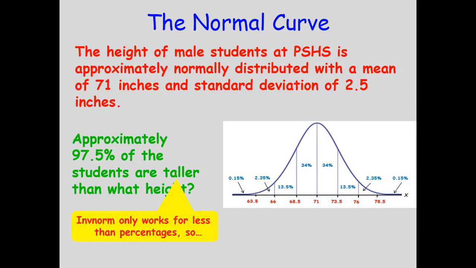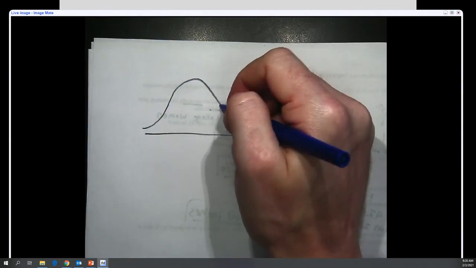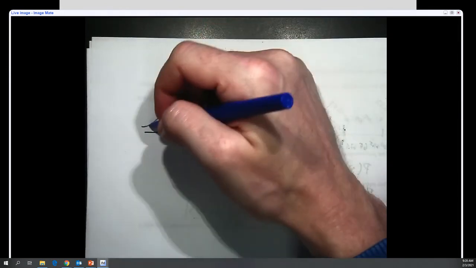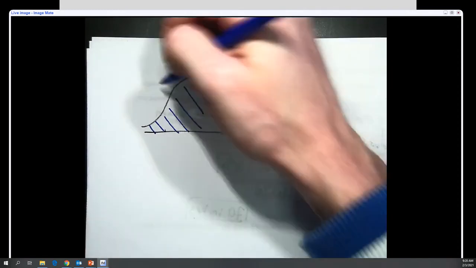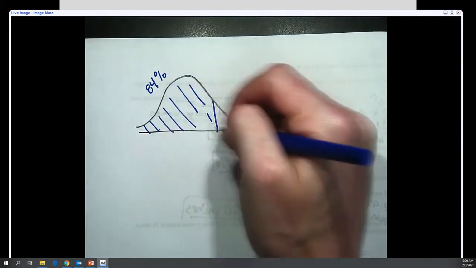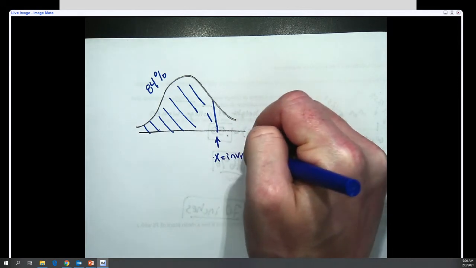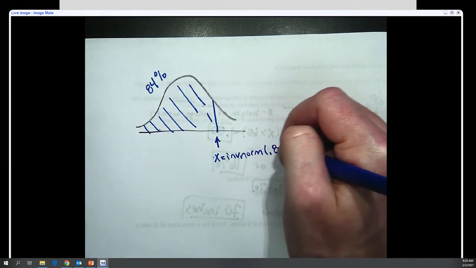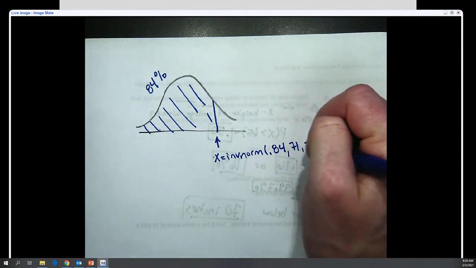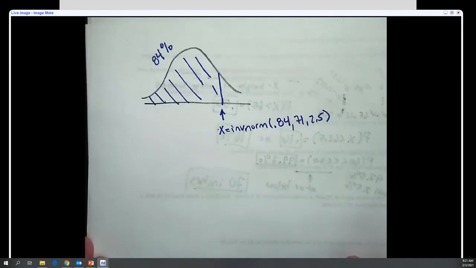I'll go to this real quick. So for the last problem, we wanted to find a height that was taller than 84%. So we knew that this area to the left was 84%. And I can feed this directly into inverse norm. So I just said, all right, to find this value, we did x is equal to inverse norm of 0.84 centered at 71, 2.5. Easy peasy, super easy.